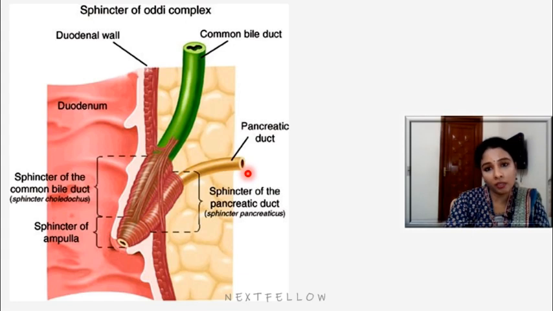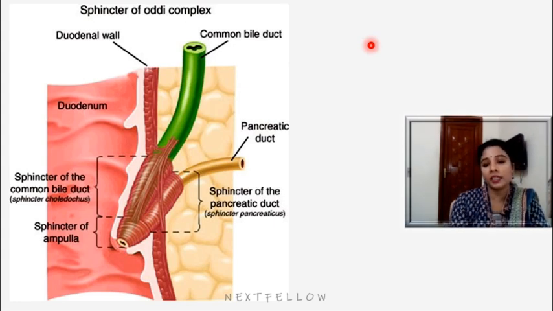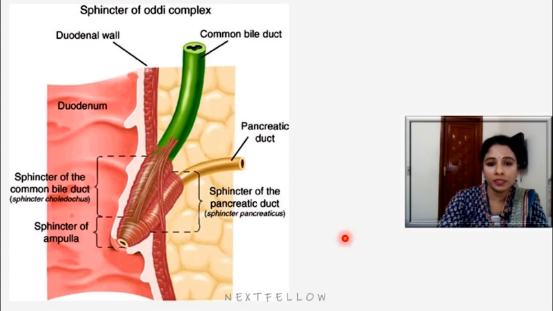The sphincter of Oddi is an area thickened with smooth muscle, and it surrounds the bile duct as it traverses the ampulla. The sphincter of Oddi controls the bile flow because it is innervated by the sympathetic nerves, which cause contraction of the sphincter. So that is about the sphincter of Oddi.